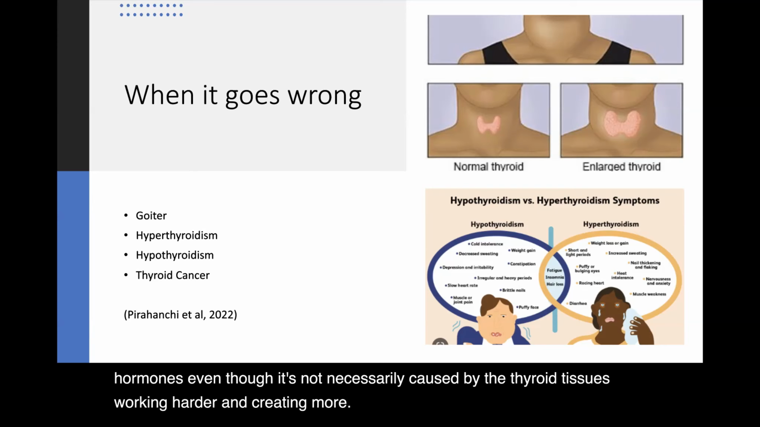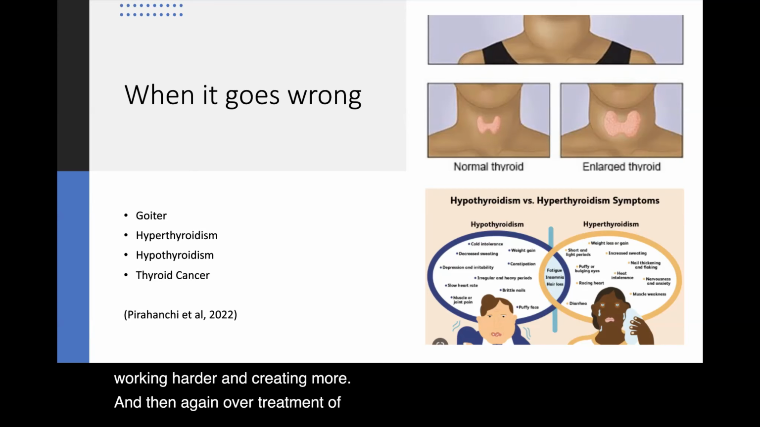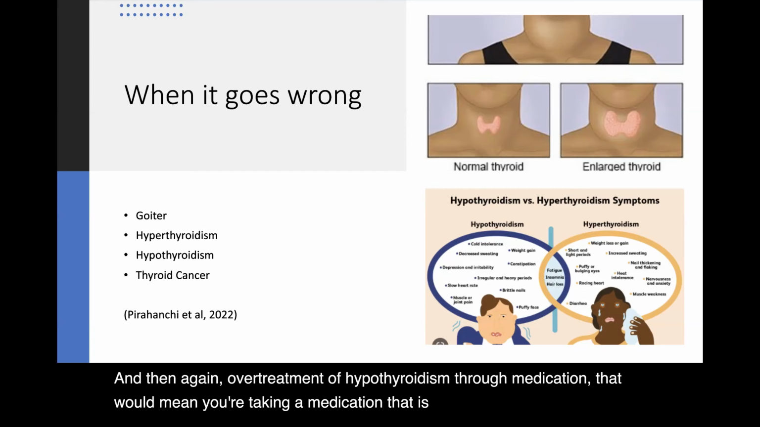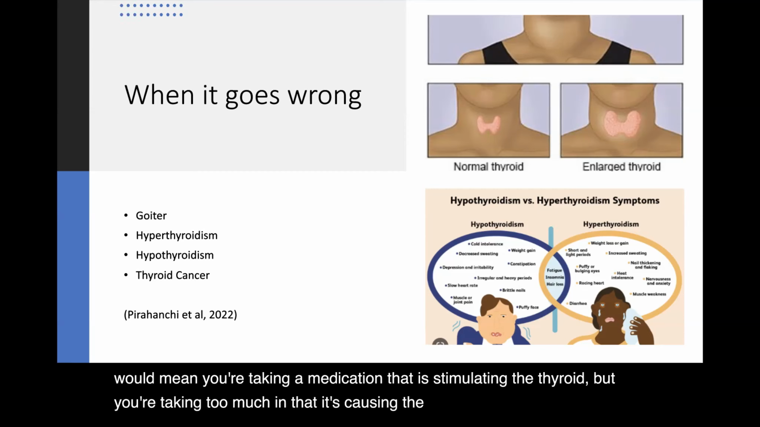And then again, over-treatment of hypothyroidism through medication. That would mean you're taking a medication that is stimulating the thyroid, but you're taking too much, in that it's causing the stimulation to be too great, creating too much thyroid hormone.